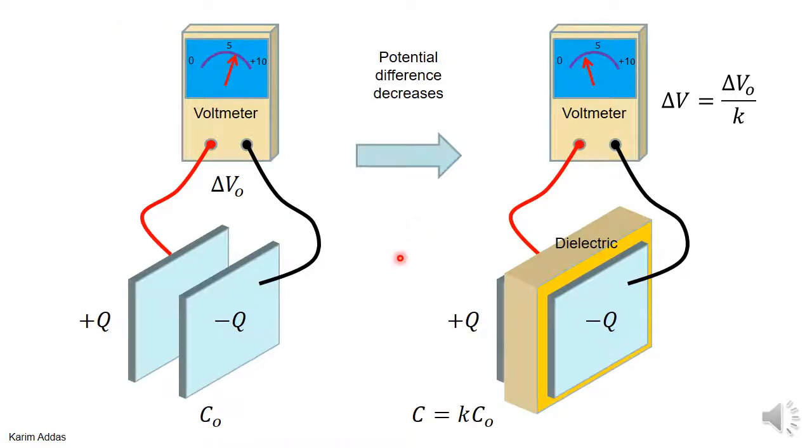So this is the final result. The initial capacitance has a value C node. The final capacitance has a value K times C node. And the reason why the capacitance has increased is because the potential difference has decreased by a factor of K. The charge stays the same.